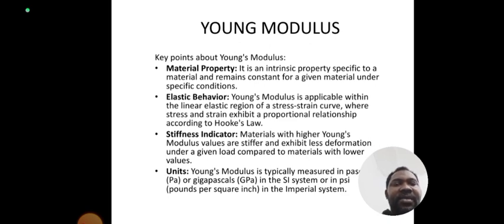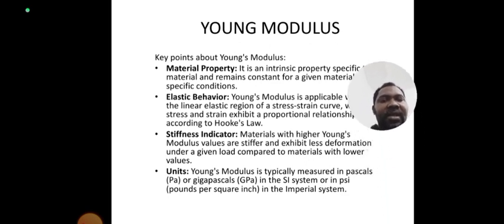Next is the elastic behavior. Young modulus is applicable within the linear elastic region of the stress-strain curve, where stress and strain exhibit a proportional relationship according to Hooke's law. Now that's important. So Young modulus is only applicable as long as the elasticity remains in the material. Then the stiffness indicator: materials with higher Young's modulus values are stiffer and exhibit less deformation under a given load compared to materials with lower values. I think we've mentioned that in the first point.